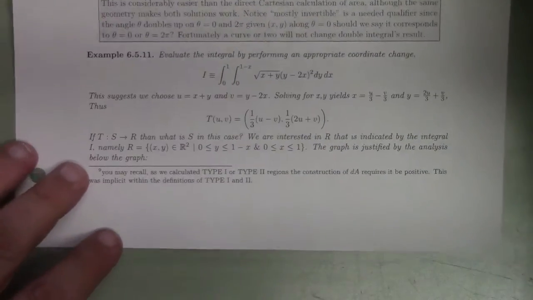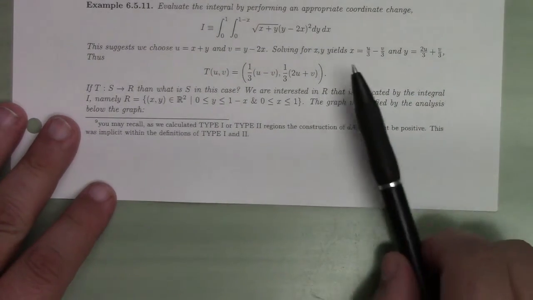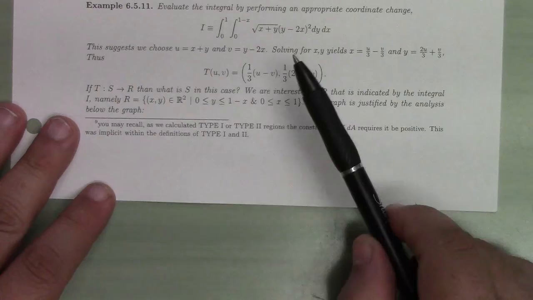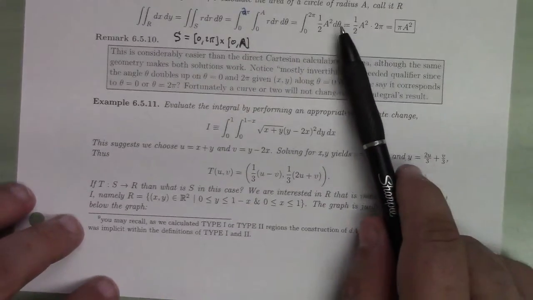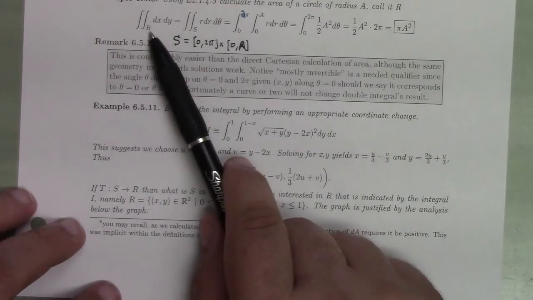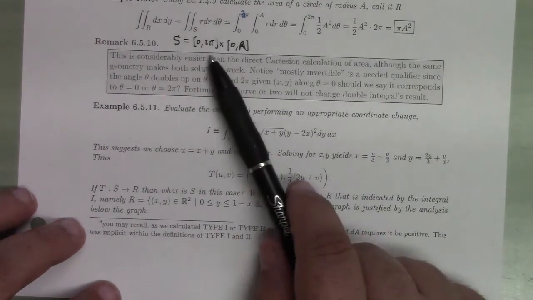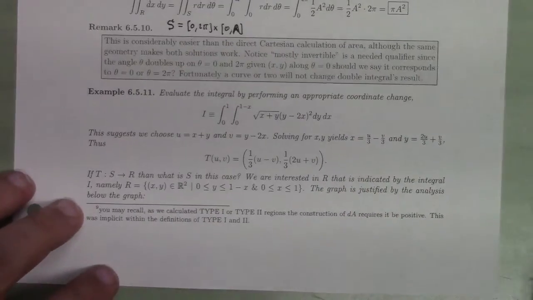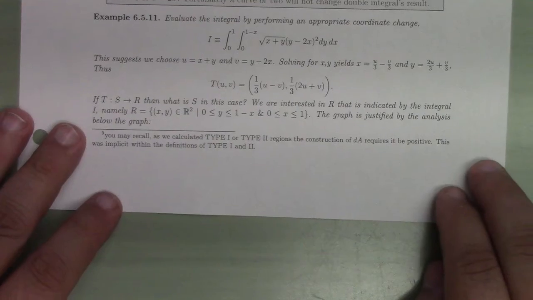Now this next example calculates this integral by an appropriate coordinate change. In the previous example, the integration region was a circle, so we used polar coordinates to treat a circle naturally. This next example, it's the integrand that's kind of in the driver's seat.